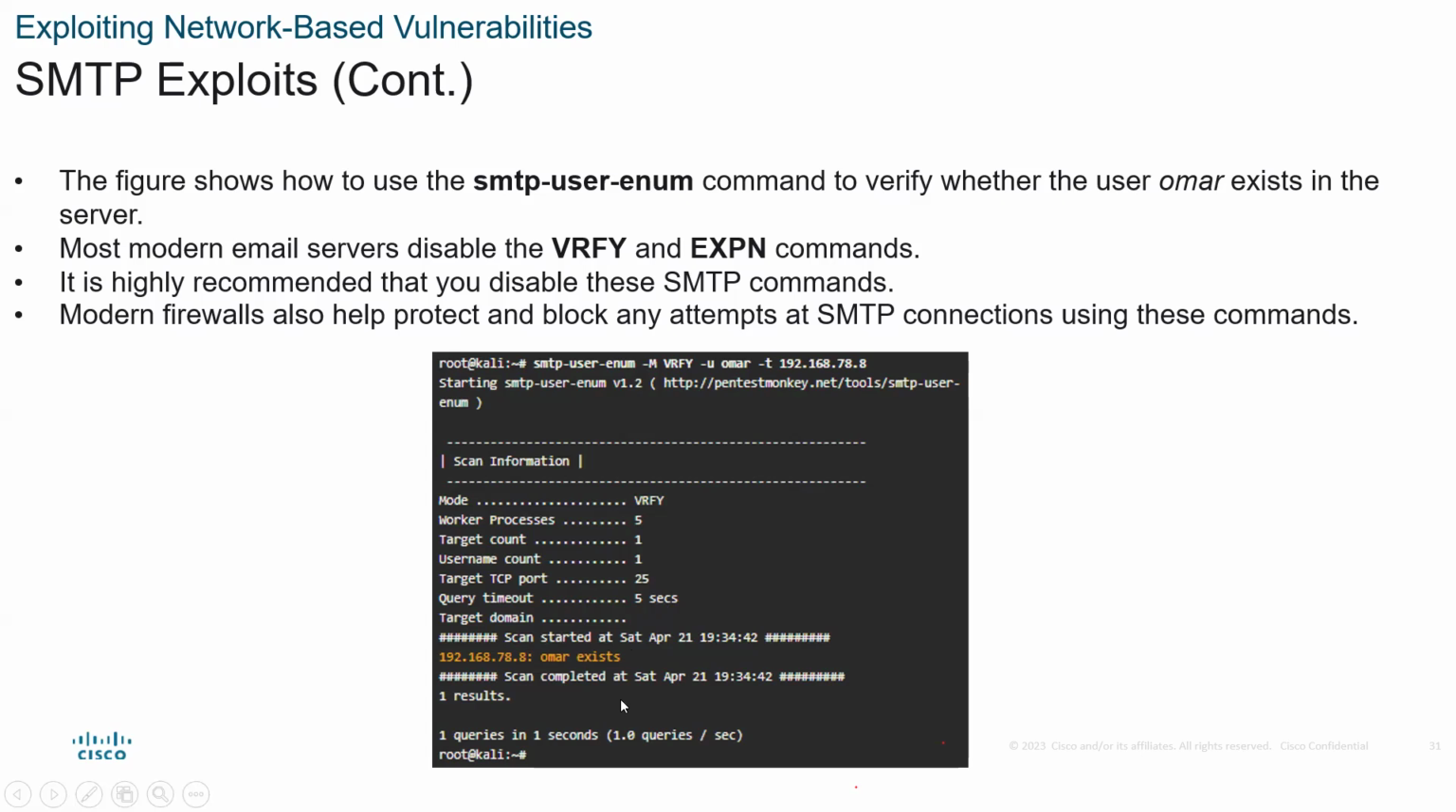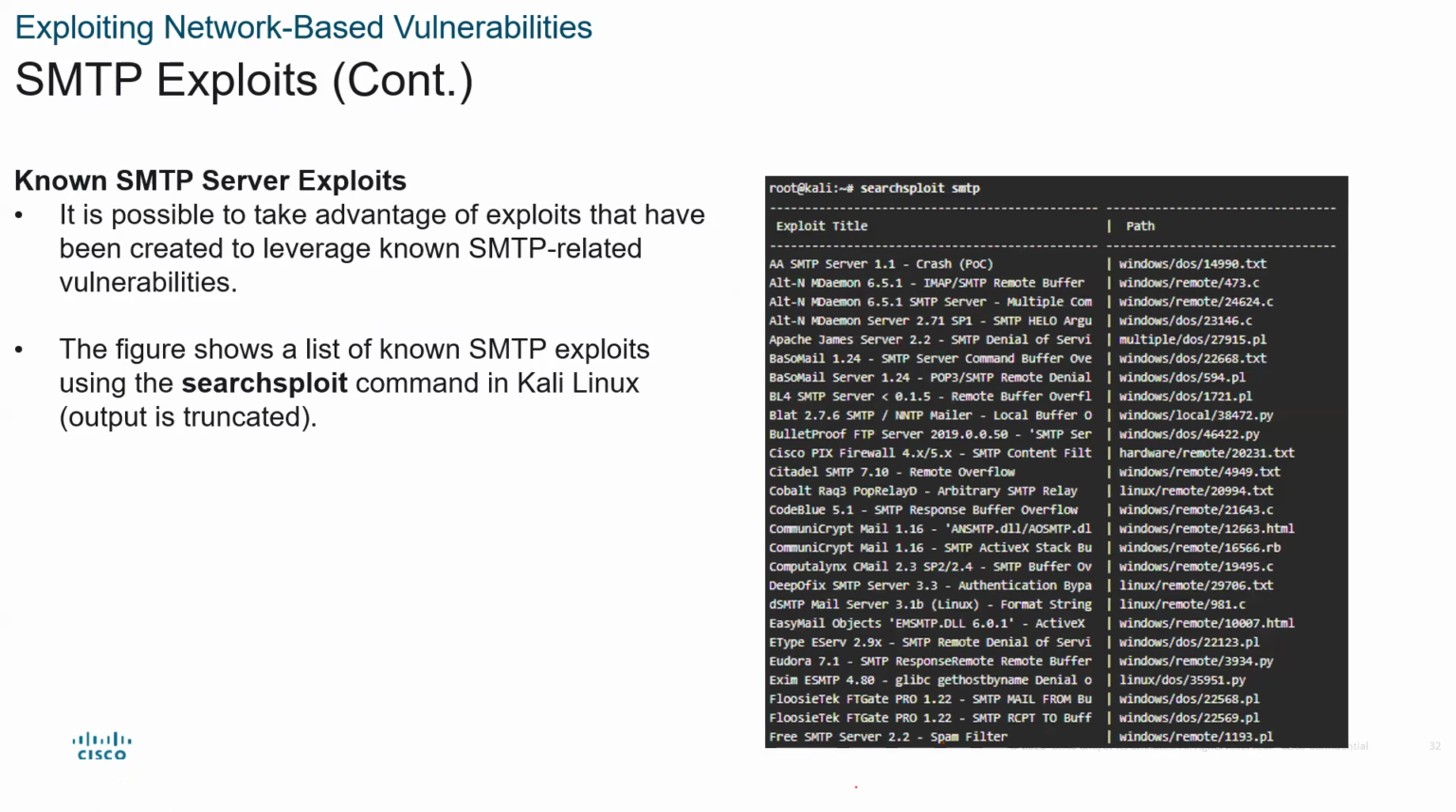And after the scan is complete, it has one result: one query in 1 second. So the one result reveals that that user exists and is running that service. Right, so it is possible to take advantage of exploits that have been created to leverage known SMTP-related vulnerabilities. Here's what we have with searchsploit, on Kali Linux. We're searching searchsploit for SMTP. This is a list of the exploits that have been created that we can use, and they're all listed here. Everything we're talking about is just explaining what they are, right?